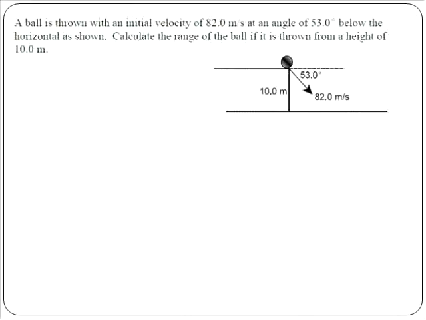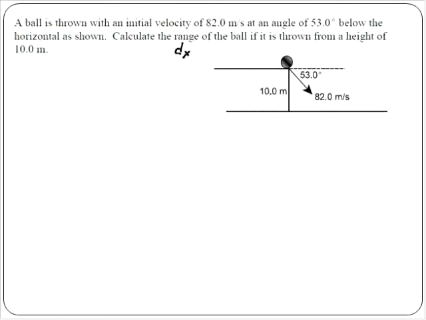All right, let's try a couple of long answer questions. So for this one, we've got a ball that's thrown from the top of a roof of a building or the top of a cliff or something like that. But the point is, it's thrown at an angle below the horizontal. Below the horizontal. And we want to calculate the range of that ball. So in other words, we want to find dx.